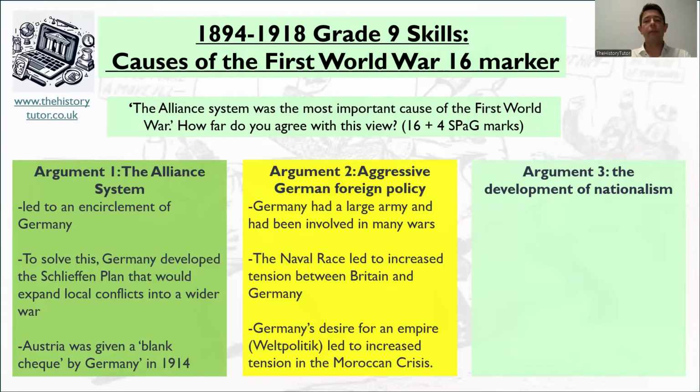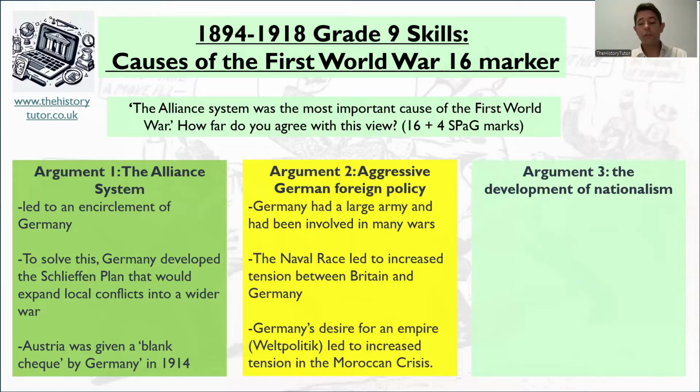Okay, so then we've got aggressive German foreign policy. Of course, Germany had a large army and they had been involved in many wars. So people were maybe slightly fearful of them as a militaristic power. And obviously their military was important and it guided their foreign policy ideas to some extent, that war could solve problems. The naval race led to increased tension with Britain. And Britain obviously became worried about Germany and maybe they were more likely to go to war by 1914 because of the naval race. And Germany's desire for an empire, about politics, led to increased tension in events like the Moroccan crisis, and that increased tension made countries more likely to go to war again.